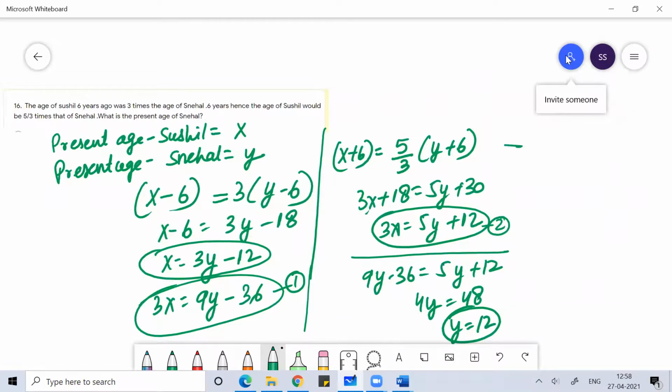Anyone, any doubt? Simple. Whenever you're solving an age problem, always assume their present ages. So here I assume the present age of Sushil as X years, and the present age of Snehal would be Y years. So six years before, Sushil's age would be X minus 6 and Snehal's age would be Y minus 6. Six years hence, Sushil's age would be X plus 6 and Snehal's age would be Y plus 6. Anyone, any doubt?